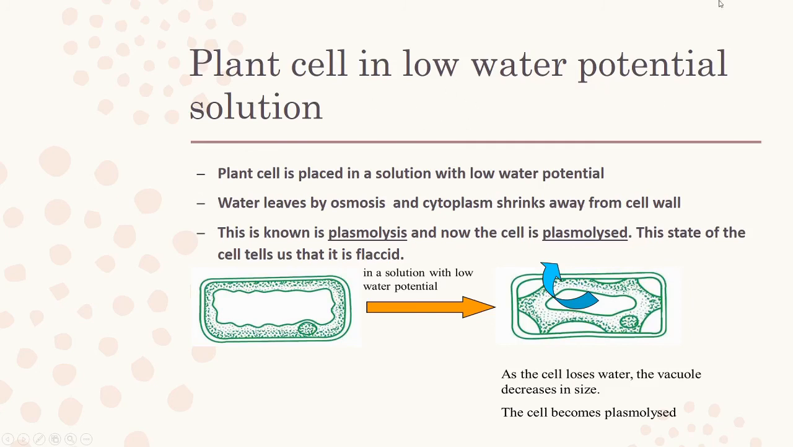Plant cell in low water potential. When a plant cell is placed in a solution with low water potential, it means it is placed in a hypertonic solution. Water leaves by osmosis and the cytoplasm shrinks away from the cell wall. This is known as plasmolysis, and now the cell is plasmolysed. This state of the cell tells us that it is flaccid. When it is put in, it will start to equalize the water potential, so it will release all its water molecules. That's why it will shrink in size, and this state is known as the cell has become flaccid due to plasmolysis. This process is known as plasmolysis.